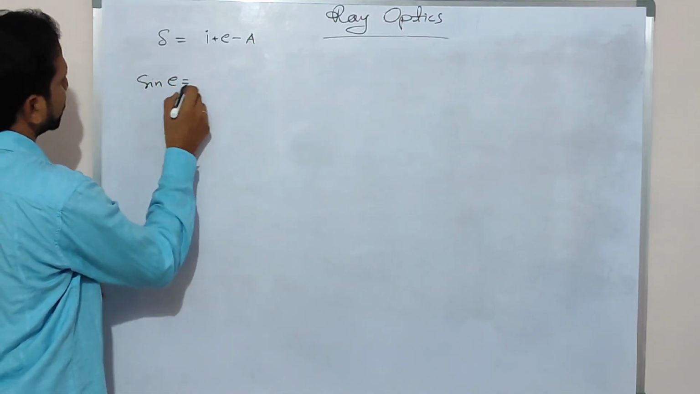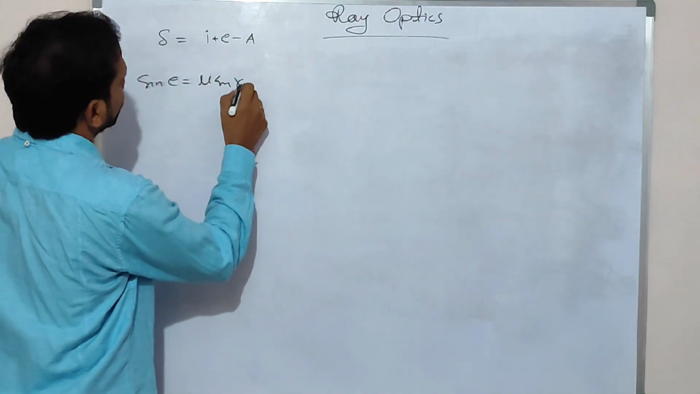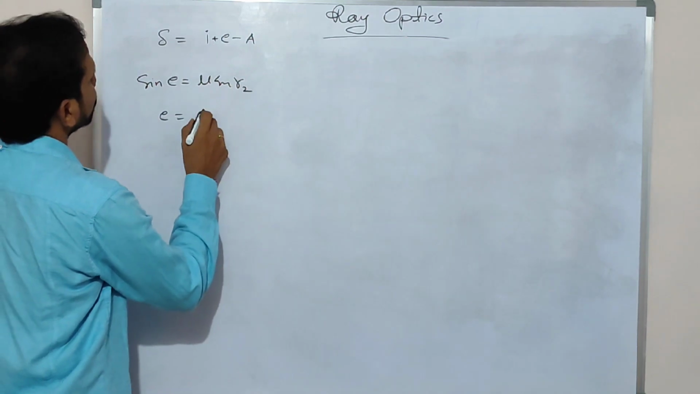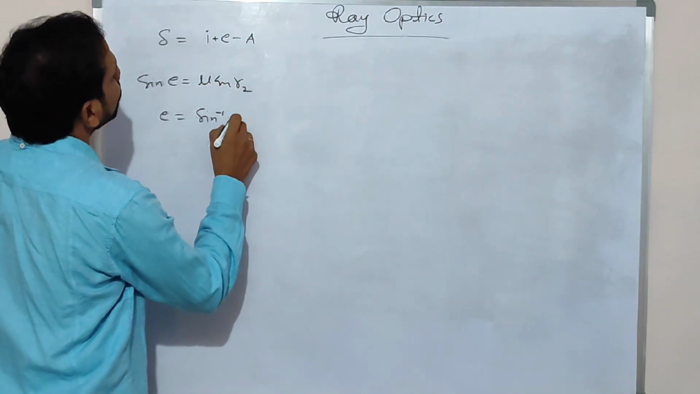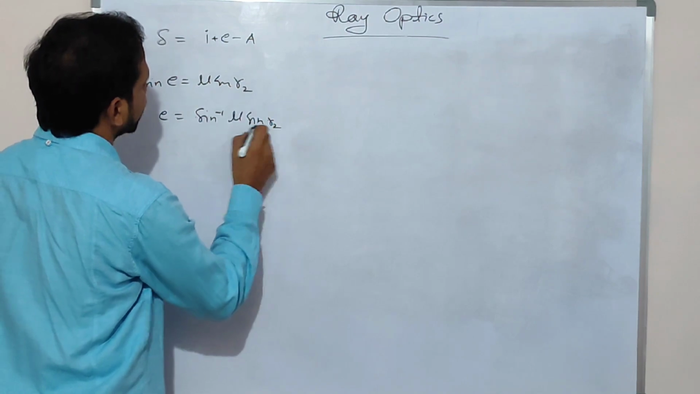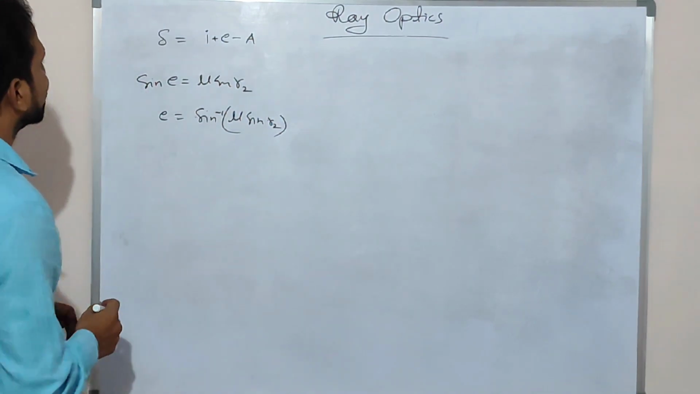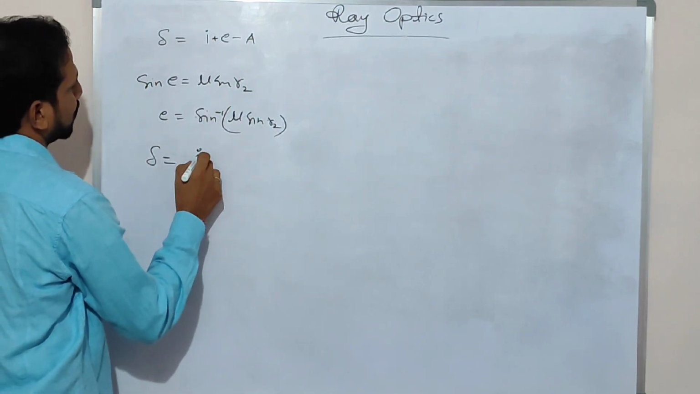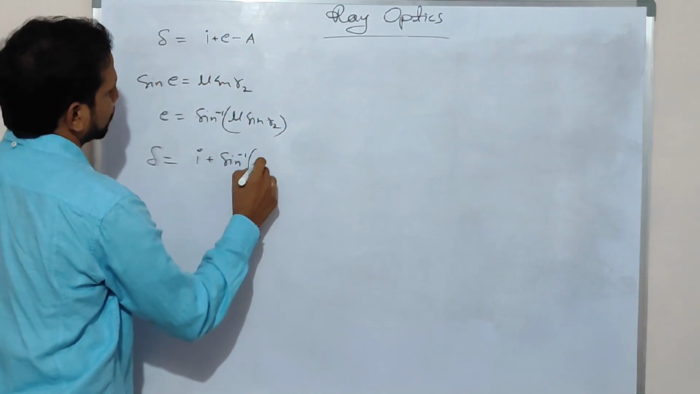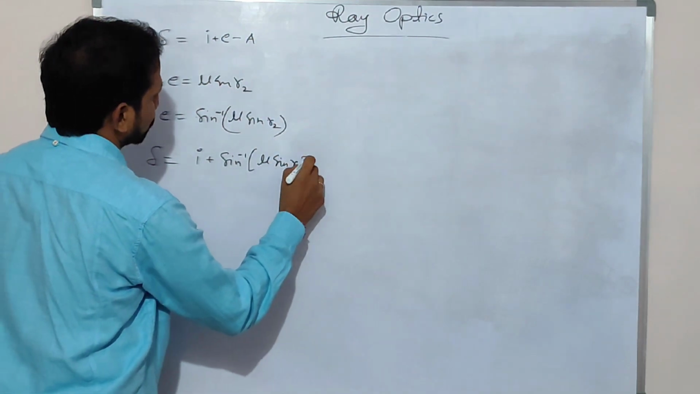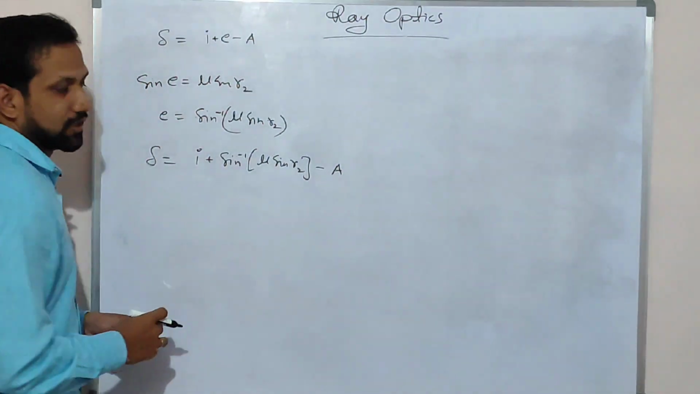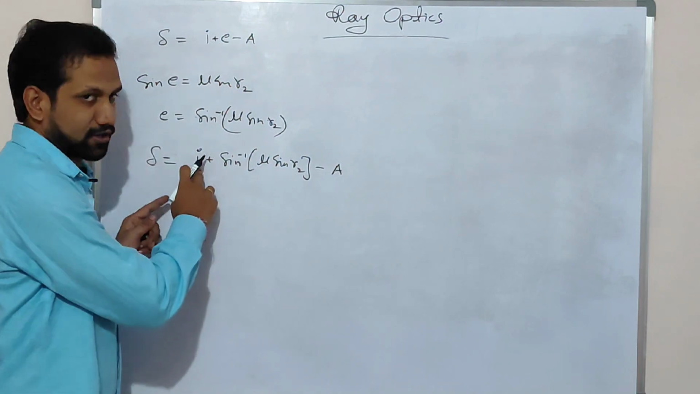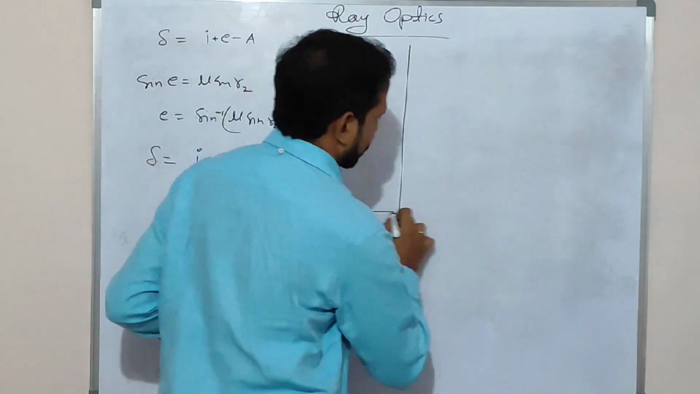Where E we can write from the formula sin E equals mu sine R2, and we can rewrite this as E equals sine inverse of mu sine R2. With this we can find the deviation delta as a function of this one. So the deviation equals I plus sine inverse of mu sine R2 minus A. And the graph of this, if you plot deviation versus angle of incidence, is going to be this one.